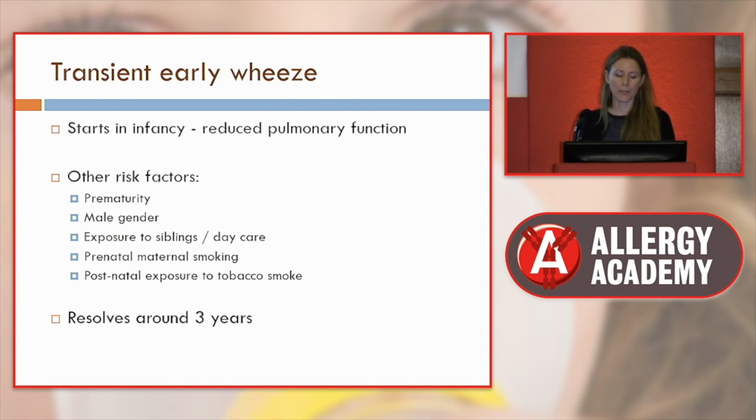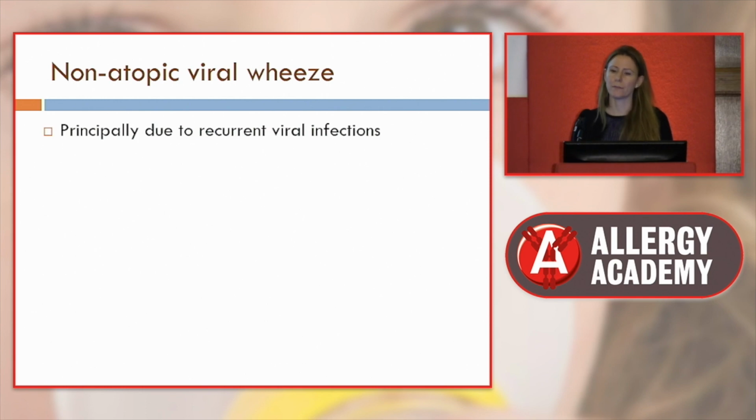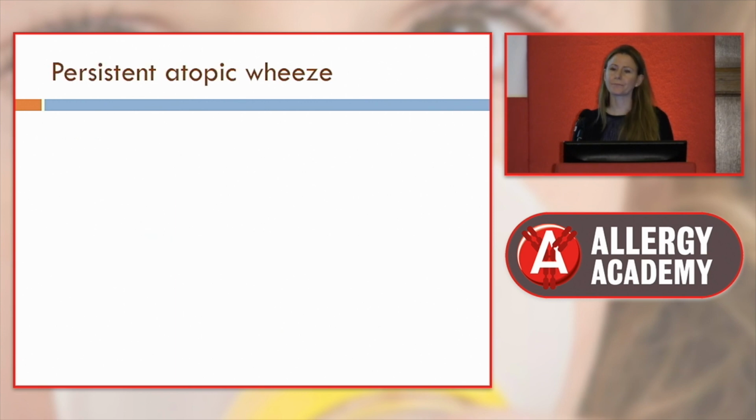These transient early wheezers resolve around 3 years of age, but the recent data that I mentioned about rhinovirus and RSV actually shows an increased risk of asthma later on in life. Non-atopic viral wheeze: these children generally have recurrent viral infections. They have normal lung function, and the origin of wheezing in these children is not clear.